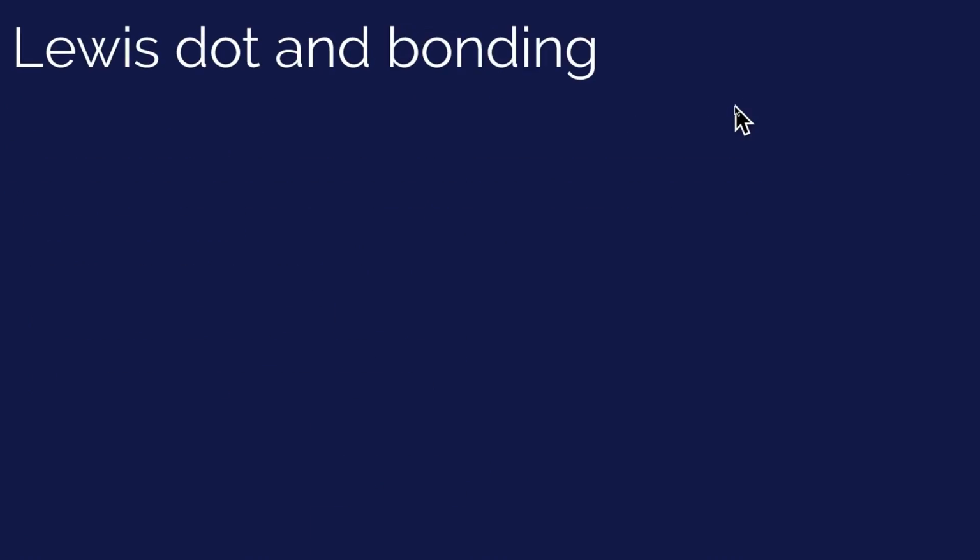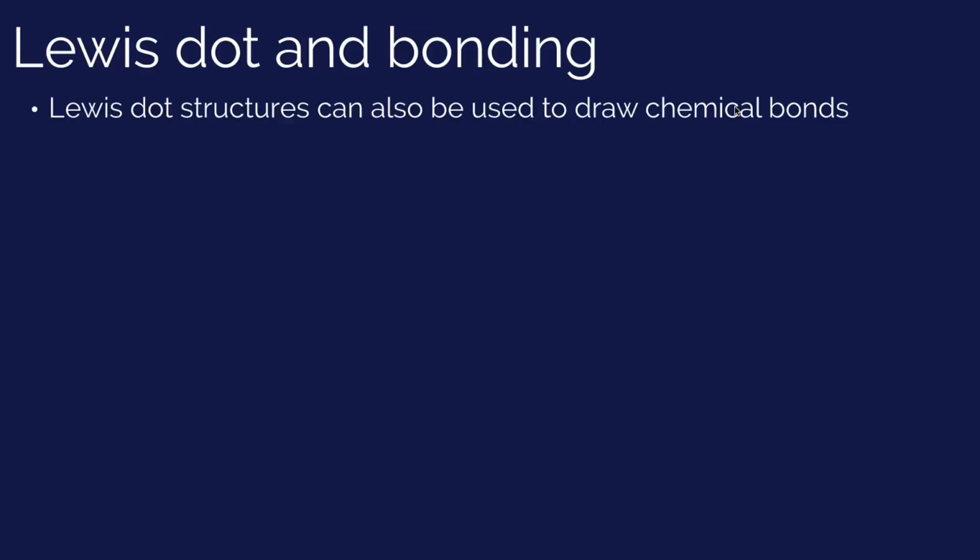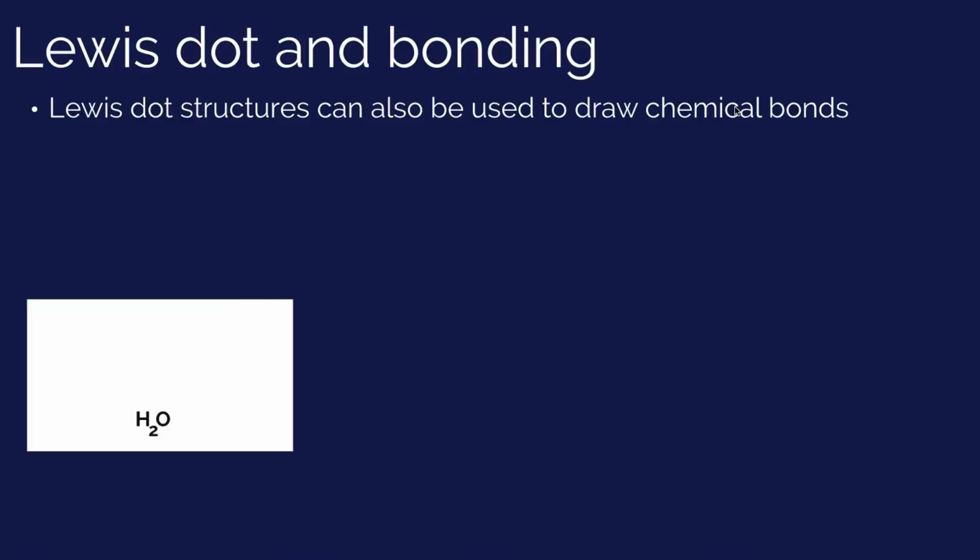And we can go one more and actually use our Lewis dot structures to build chemical bonds. All right, so let's go ahead and use an example to see how this would work out. So let's take just a very simple molecule of water, good old H2O.